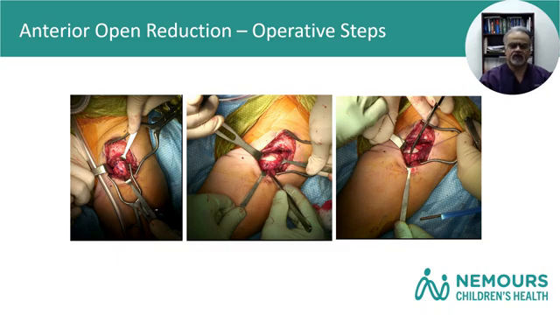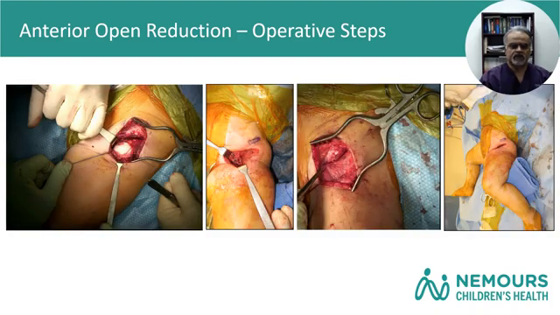And then we make a longitudinal cut in the capsule, typically closer to the mid-neck portion. However, when the hip is high and lateral, one wants to keep that cut a little bit more medial so you have enough of a lateral leaf to bring over for a capsulorrhaphy.